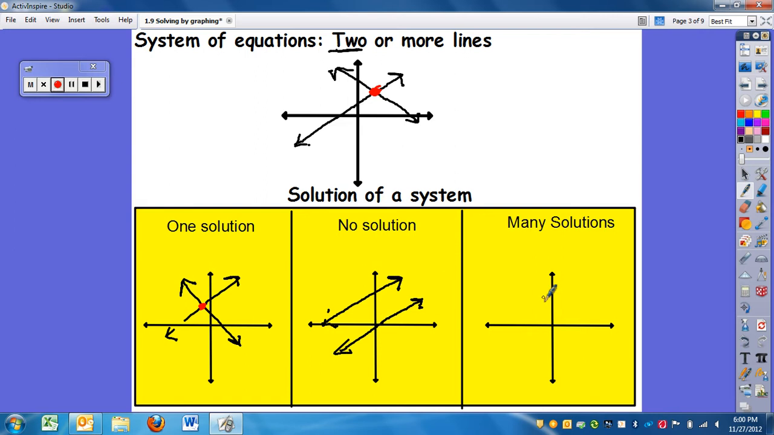Or many solutions. This one's a little more confusing. If you have a line and you want the lines to touch more than once, well, these two lines have to be the same line. Therefore, they're intersecting the entire time. So there's many, or an infinite amount of points where these two lines intersect. We're going to have all three of these situations come up with our examples.